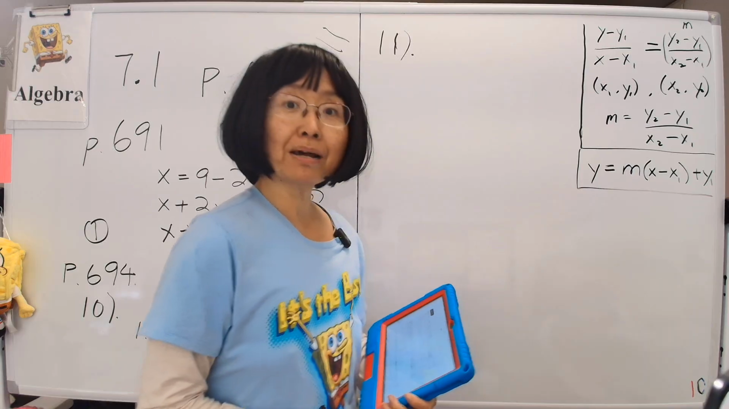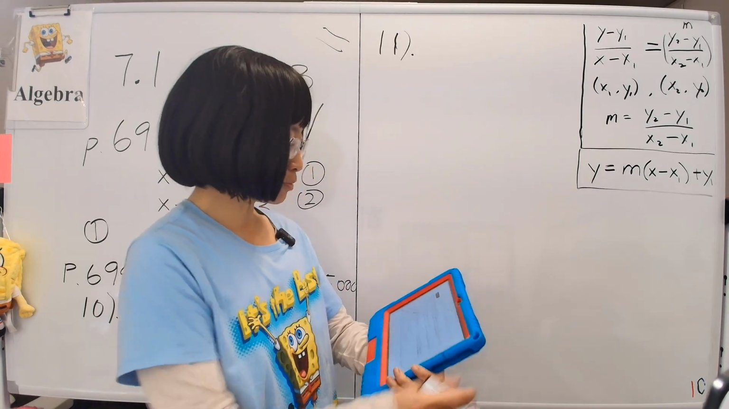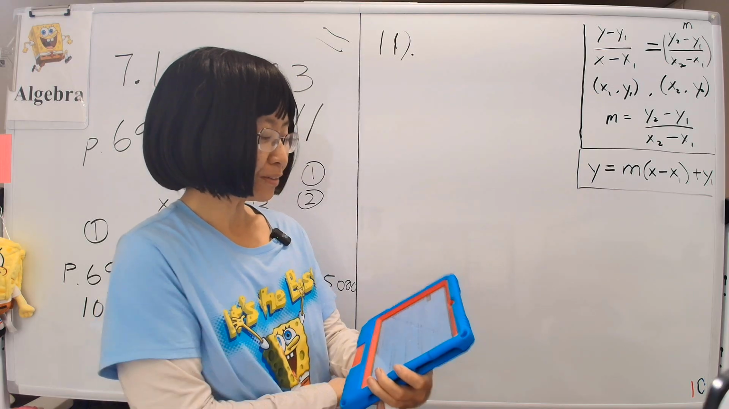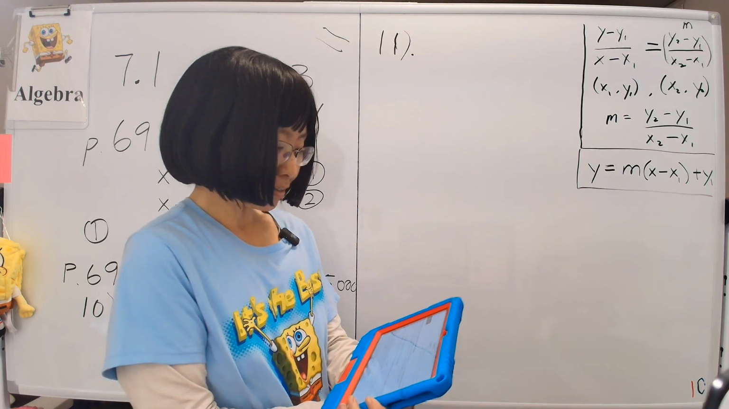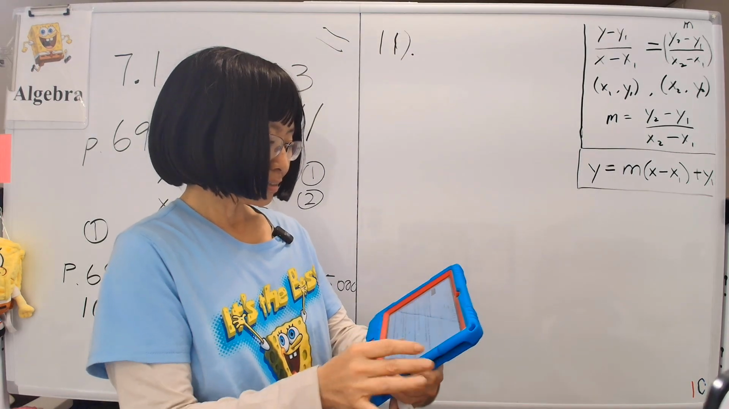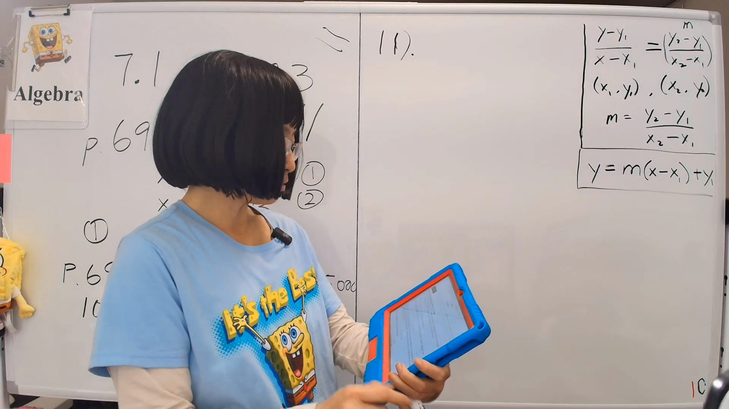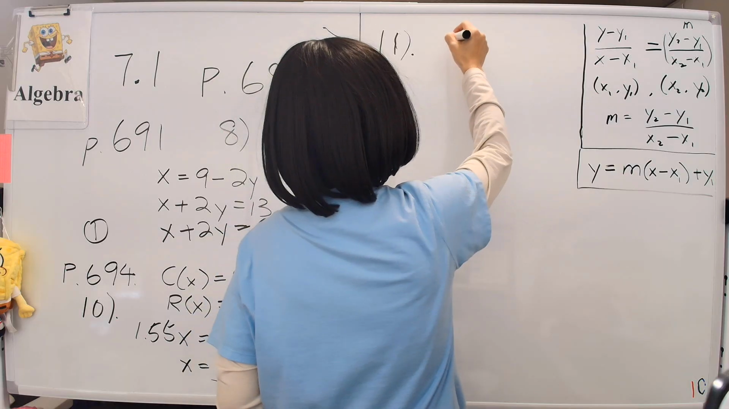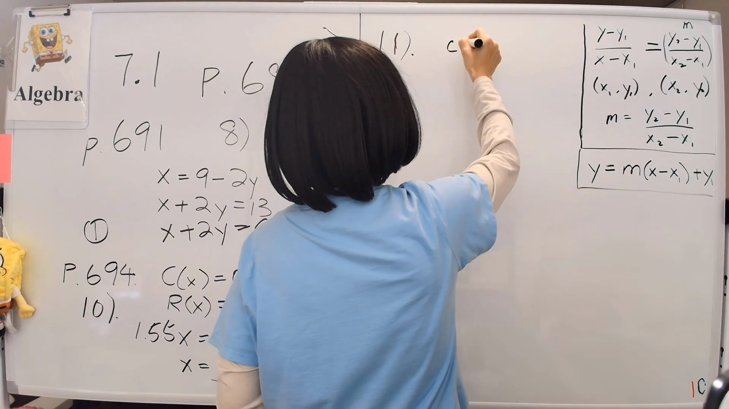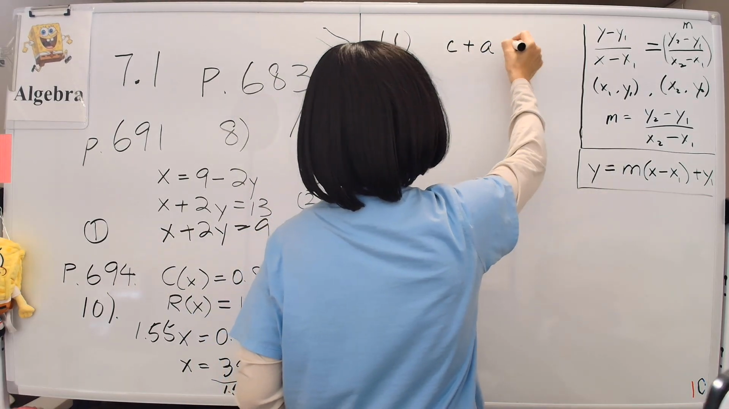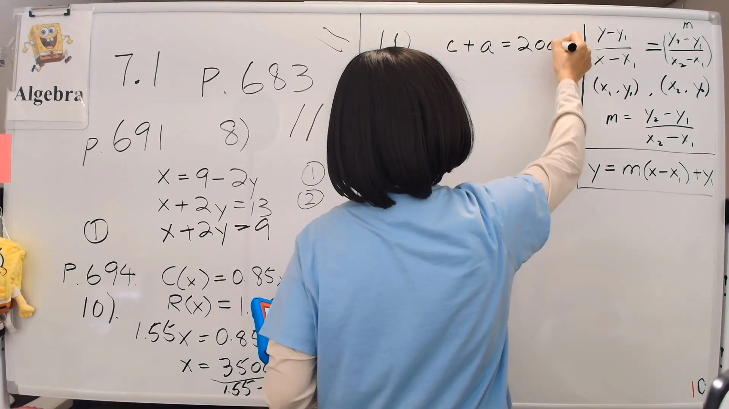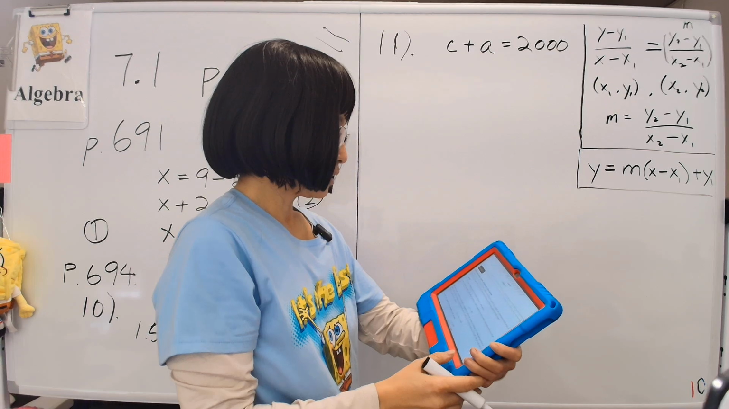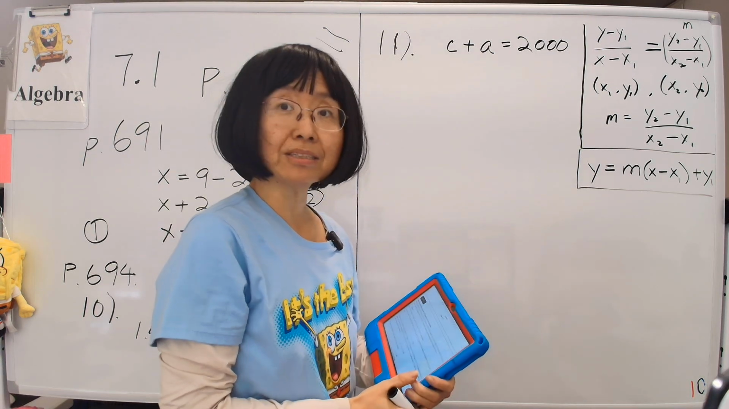So let's look at example 11, which is more interesting. Now, the cost of the ticket of some event is $25 for kids and $50 for adults. On a certain day, the total number of people who attended is 2,000. So let's call C for kids and A for adults. Then the total of C plus A is 2,000, so we have 2,000 kids or adults that attended the event. And the total income that day was $70,000.